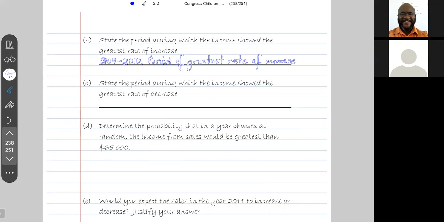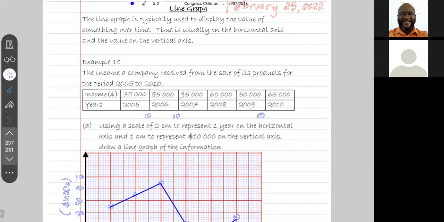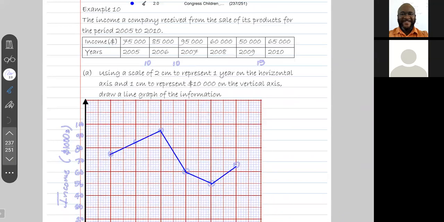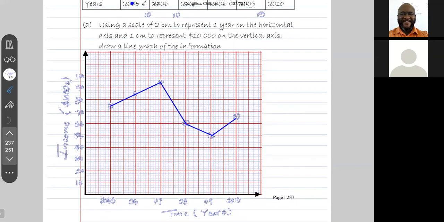Next, we're asked to state the period during which the income showed the greatest rate of decrease. The greatest rate of decrease is when you have the steepest slope going down. You could think also of rate of gradient. The steeper the gradient is, the steeper is the rate of decrease. So that would be from 2007 to 2008. That is when you have the steepest decrease, 2007 to 2008.